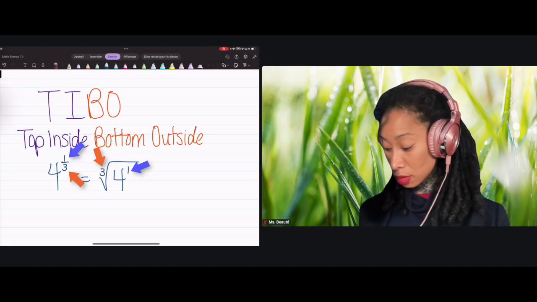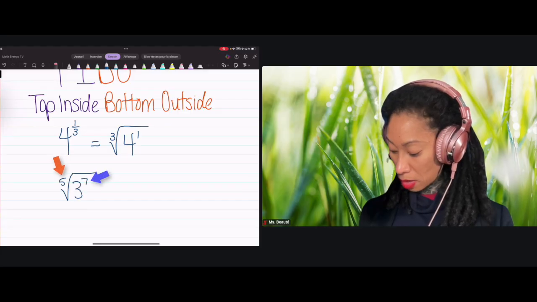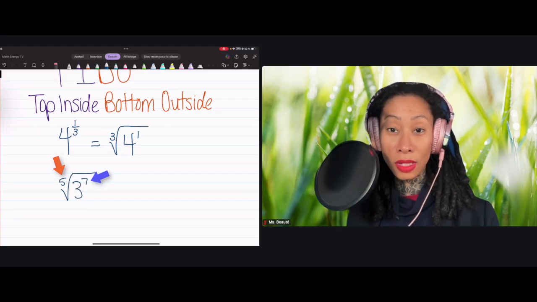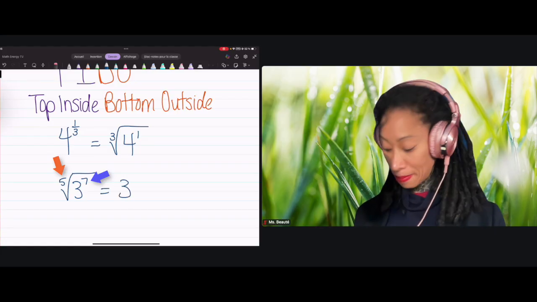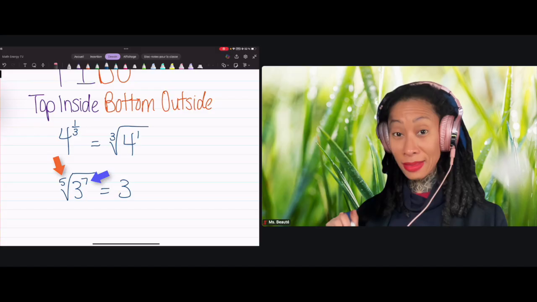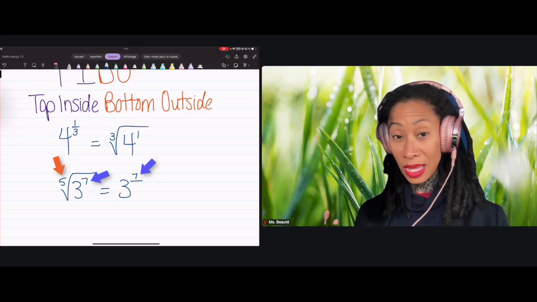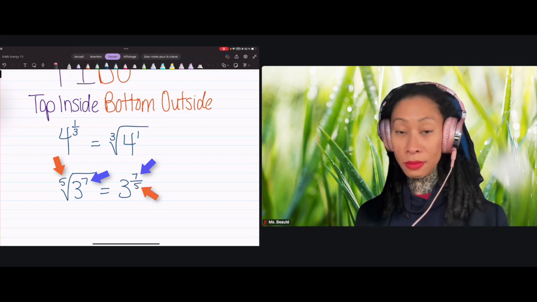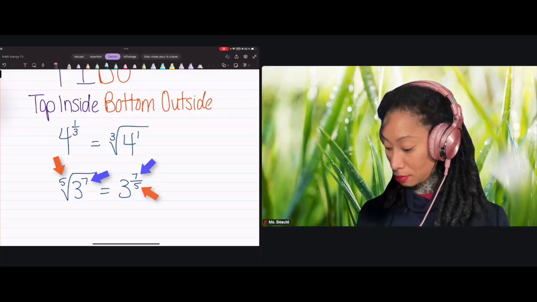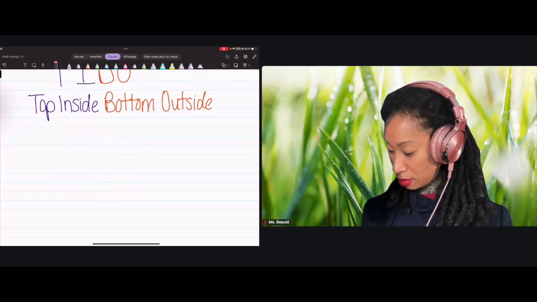Let's say we're working the other way around. Maybe we have the 5th root of 3 to the 7th power. How would I write that using rational exponents? Definitely got my base like this. The 7 is on the inside, so it's going up top, top inside. The 5 is on the outside, it's going on the bottom, bottom outside. And that's it.